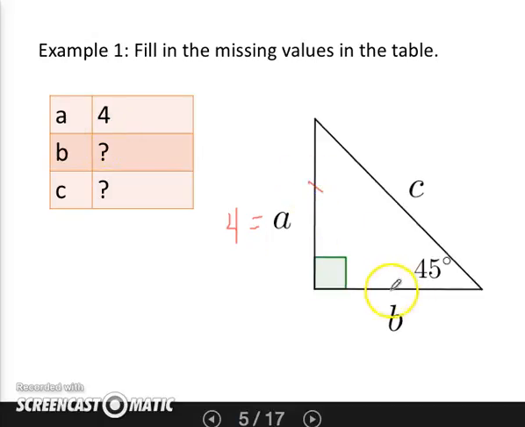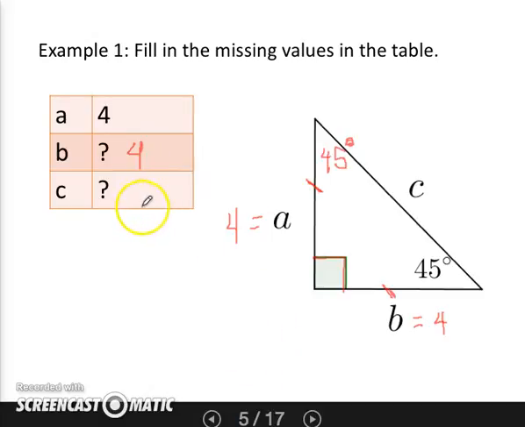Well, we've just talked about the fact that this kind of right triangle is isosceles because if one angle is 45 degrees, then the other base angle must also be 45 degrees, since when we subtract 45 from 90, we're left with 45. So 45, 45, 90 triangles are isosceles. A is 4, therefore B is also 4.